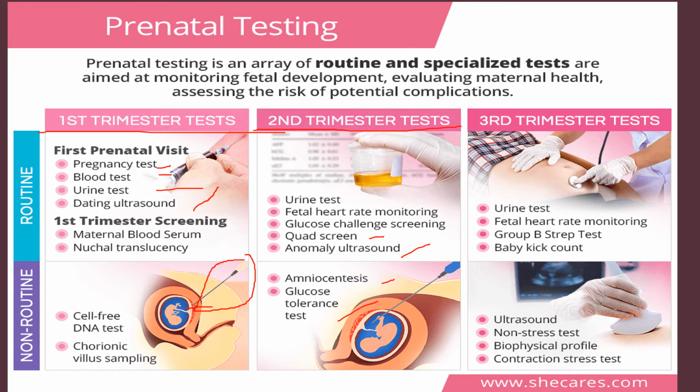For the third trimester test, we have again the urine test, fetal heart rate monitoring, group B strep test, and baby kick count. So, binibilang din yung kick ng baby. By 5 months, gumagalaw na si baby. Yung first movement niya, that's called quickening. So, binibilang. And then for the non-routine, you have the ultrasound, non-stress test, biophysical profile, and contraction stress test, kasi itong contraction stress test, ito yung malapit ka ng manganak, no? Binibilang yung number of contractions.